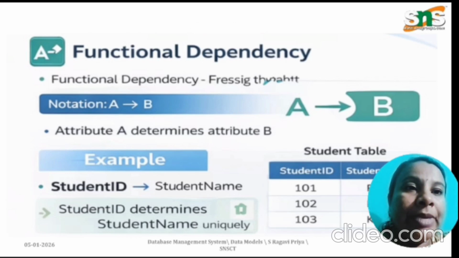So functional dependency means, the notation is A tends to B, where A is the determinant and B is the dependent. So attribute A determines the attribute value B. For example, student ID tends to student's name. So student ID determines student name uniquely.